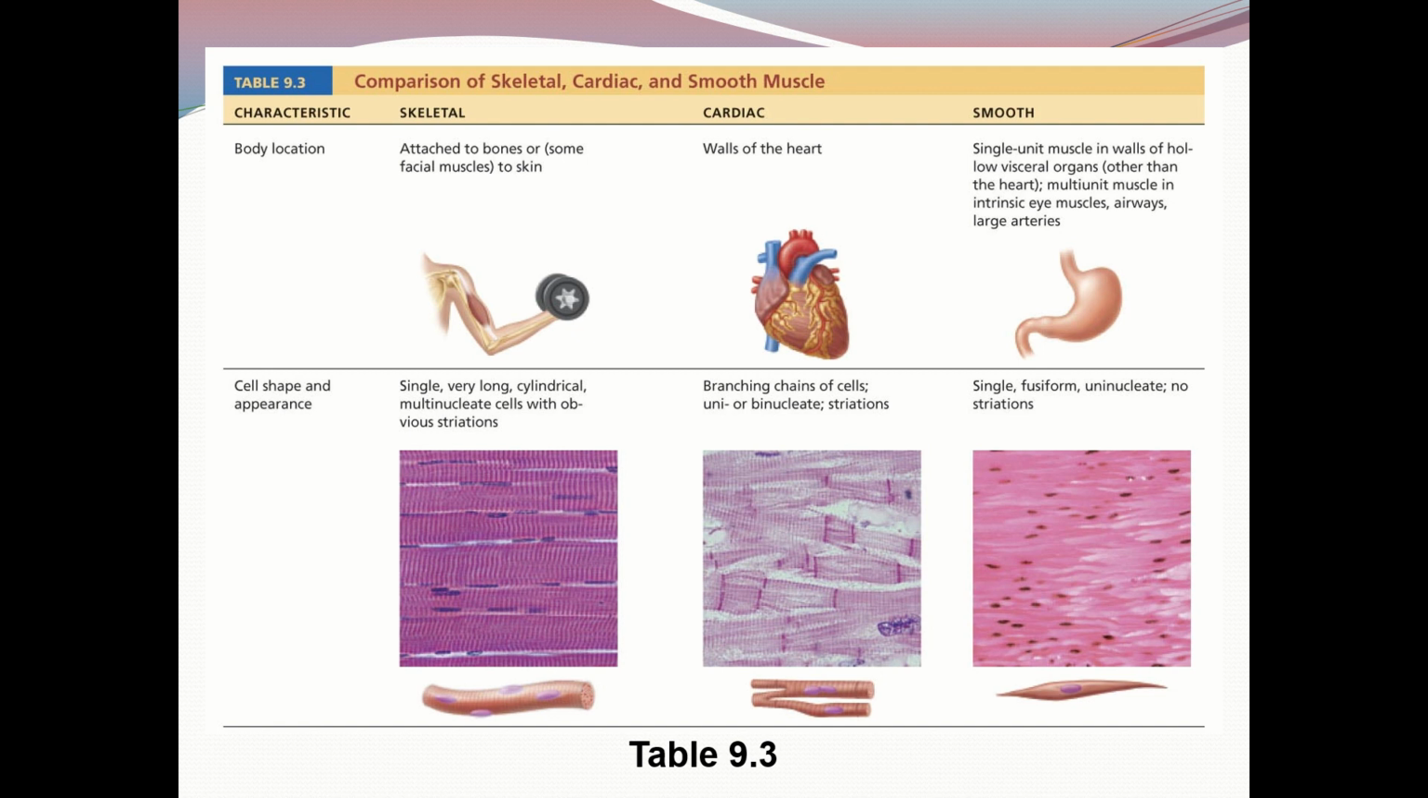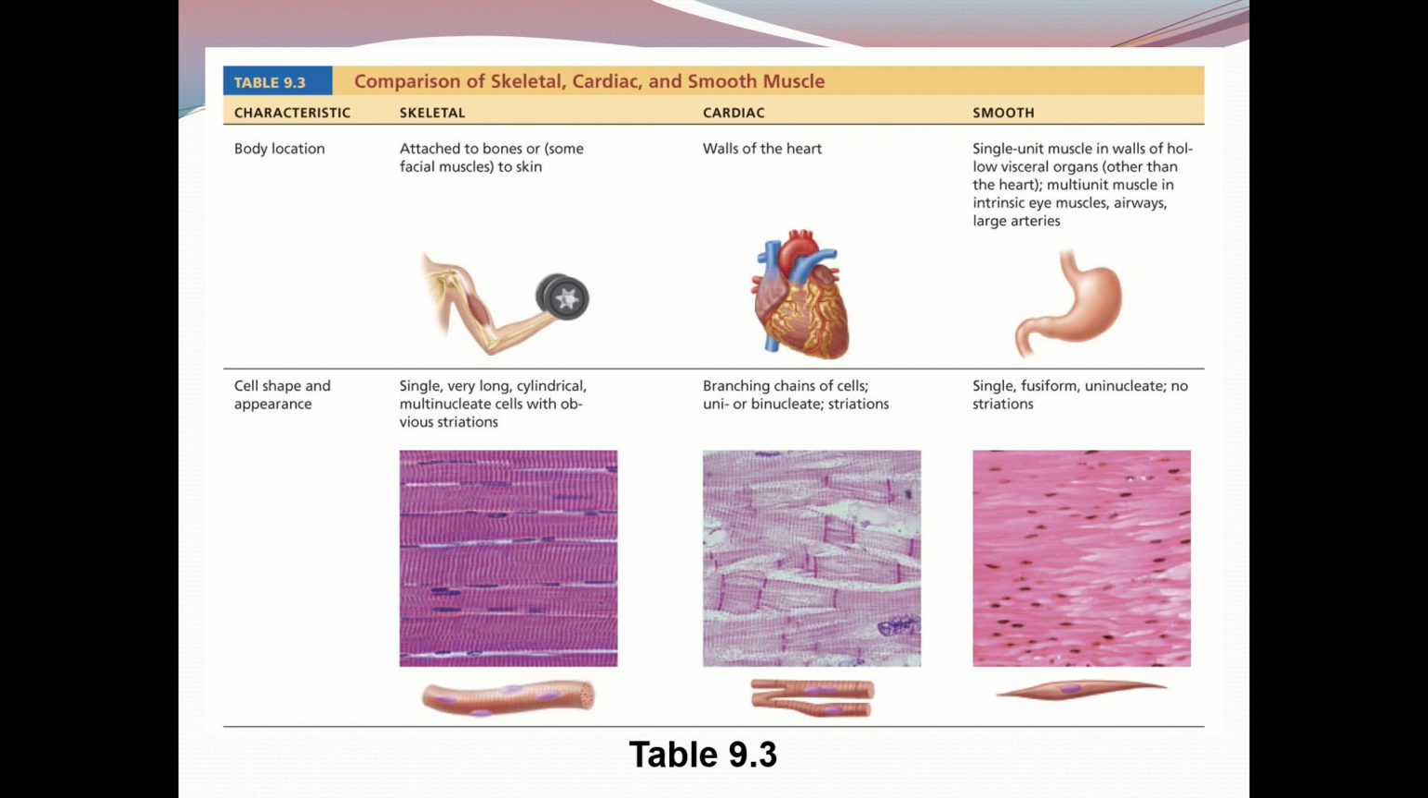Moving over to the cardiac muscle, the walls of the heart are where we'll find that. And the illustration shows that cardiac muscle has branching chains of cells that are uni, meaning one, or bi, meaning two, nucleate, and there are also striations. Note those intercalated discs that are darker in appearance. Those are the gap junctions that allow ion exchange.